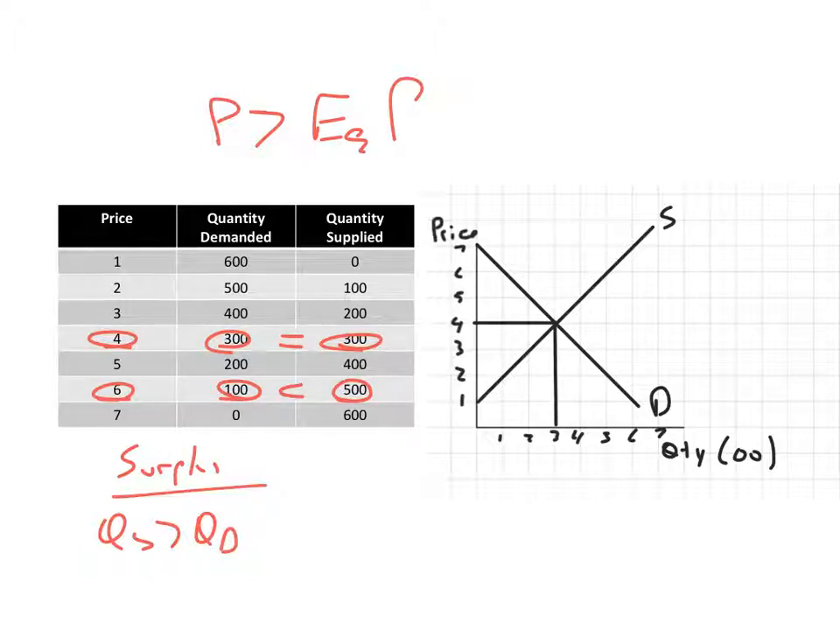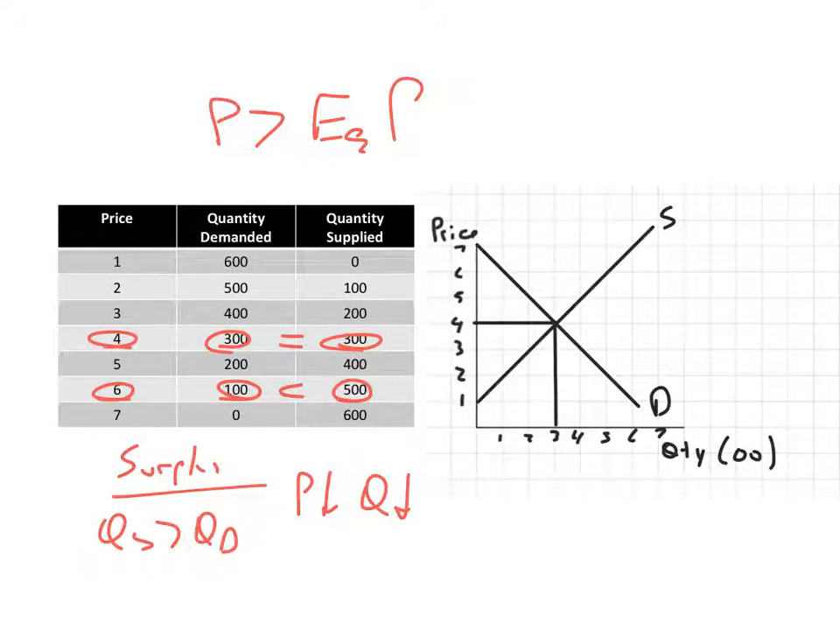A surplus would mean that firms are seeing their inventories piling up. In the case of perishable goods, this could be a disaster. If it were milk or some other good that easily perishes, then we would have a lot of spoilage on our hands. Well, in this case, with an excess supply or surplus, firms would see their inventories piling up. They would respond in two ways: first of all, by lowering their price, and then by producing less, reducing the quantity supplied.